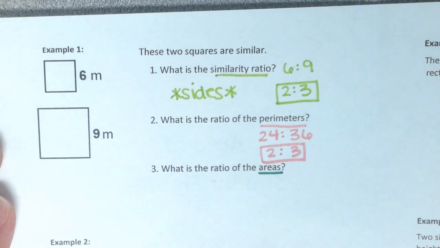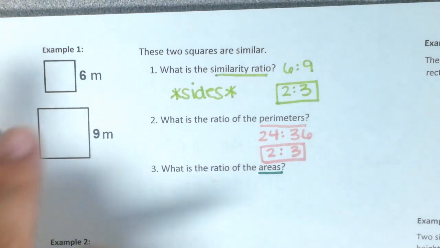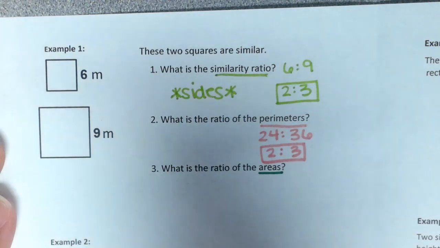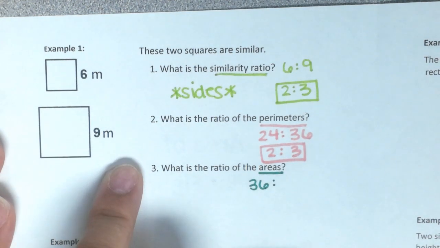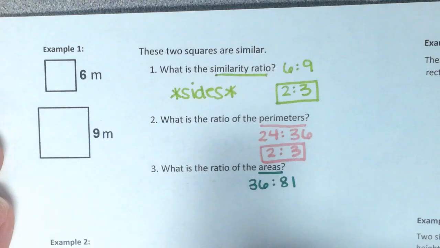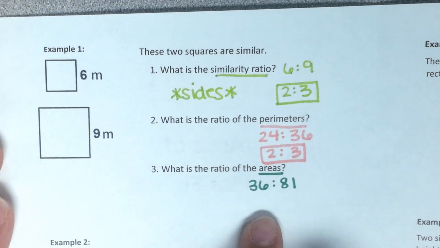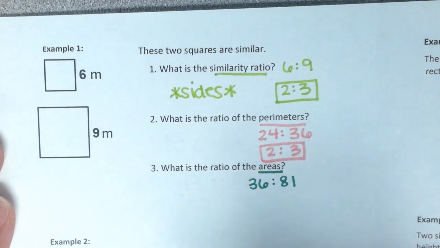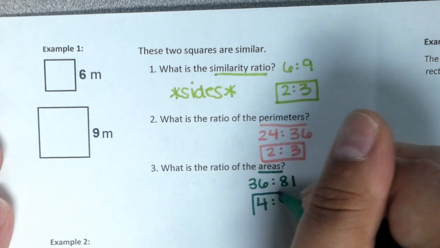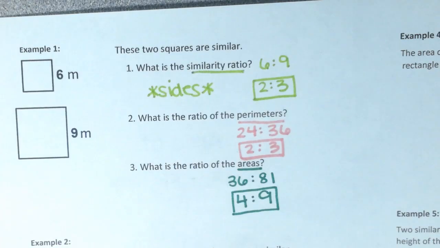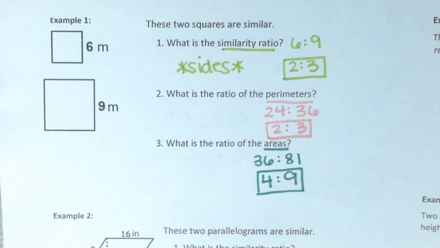Now, let's look at our area ratio. What is the ratio of areas? How do we find the area of a square? Base times height, or s squared. What is 6 times 6, or 6 squared? 36. What is 9 times 9, or 9 squared? 81. Can I reduce this? If I divide them both by 9, what is 36 divided by 9? 81 divided by 9. And this is my area ratio. Okay, so you see some pattern maybe. Let's do this again.